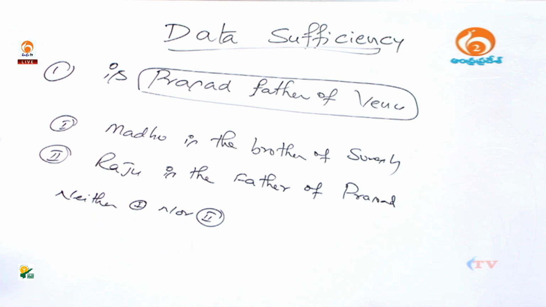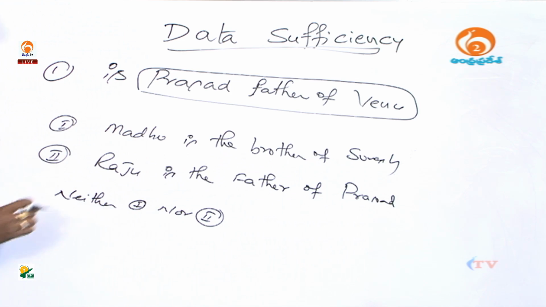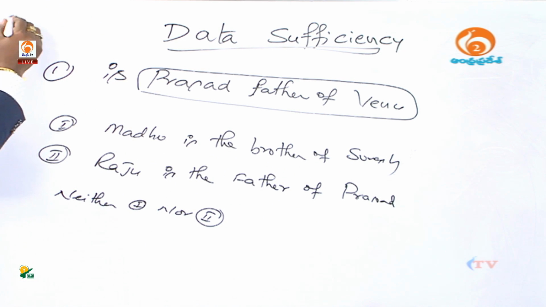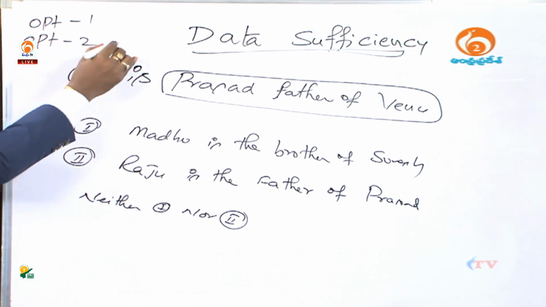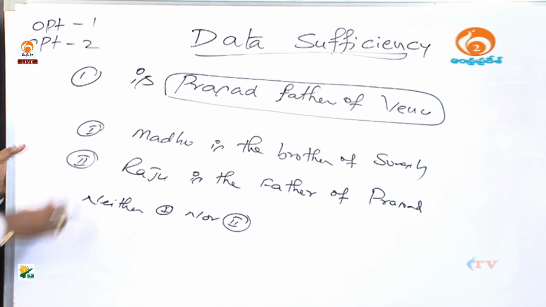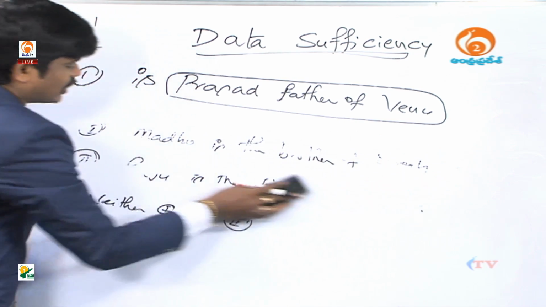If you can conclude the given question by using the first conclusion only, then the answer is option 1. If you conclude by using the second condition only, then option 2. By using both of the conditions, option 3. If you cannot conclude by both of them, then option 4. Here is another example.